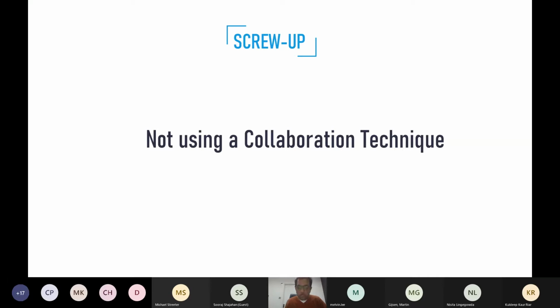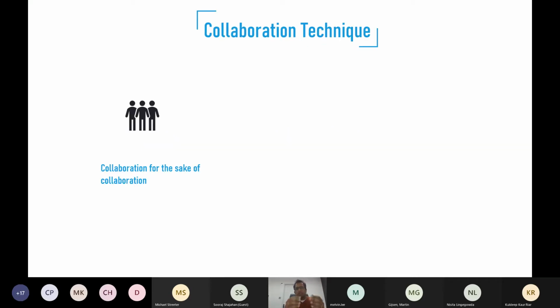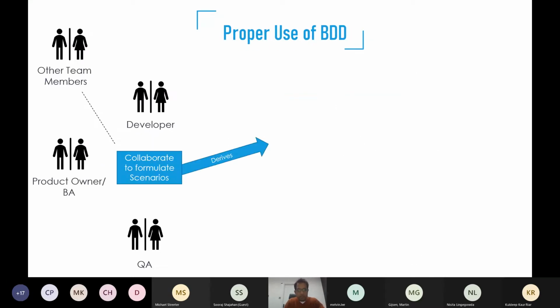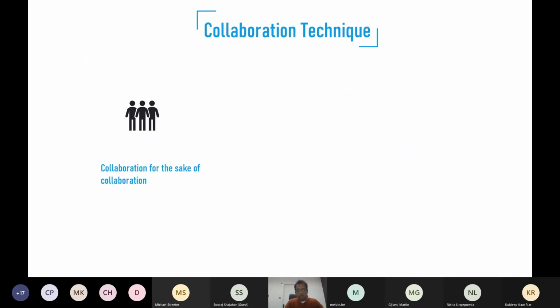So then we analyzed what the issue could be. The issue was the collaboration technique. The team collaborates and formulates scenarios, which still happened. But over a period of time, what we realized was the collaboration was for the sake of collaboration. Whoever is the loudest or the strongest in the team basically started driving the meeting. The BA, for example, who understands the requirements, started driving the meeting, started telling the team what they need to do. So that defeated the whole purpose. The collaboration process became just red tape and there was no tangible outcome.